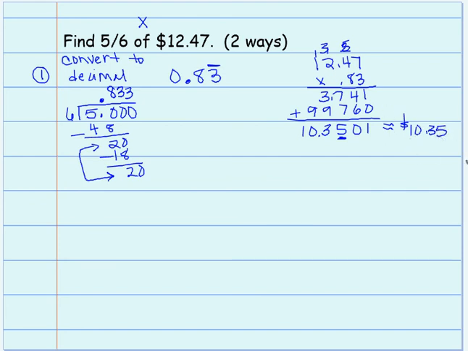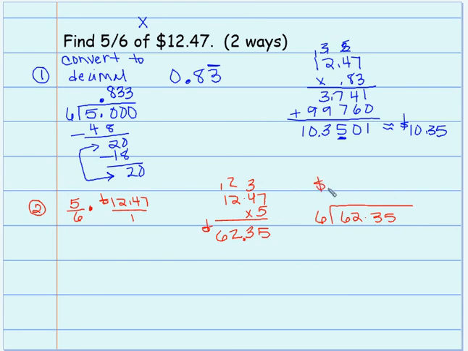Okay, but I told you there were two ways you could do this. Option 2, you can just write this as a multiplication problem. So it's 5/6 times 12.47. You would multiply times 5 and then divide by 6. Or you could divide by 6 and then multiply times 5. Either way, we're going to multiply times 5 first. 12.47 times 5, 23, 12, 62.35. Now we need to divide that by 6.